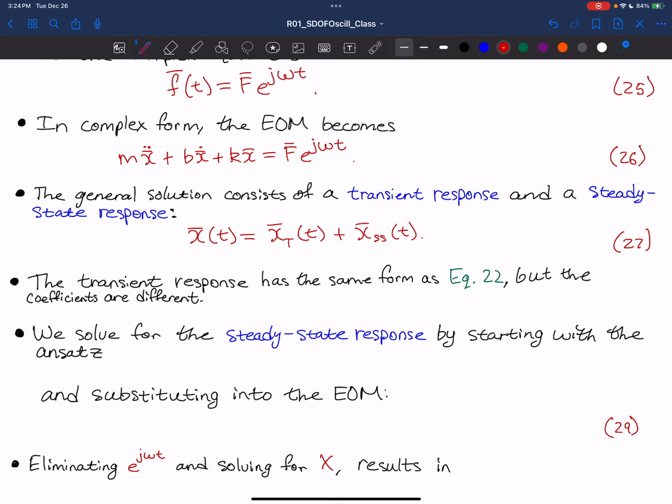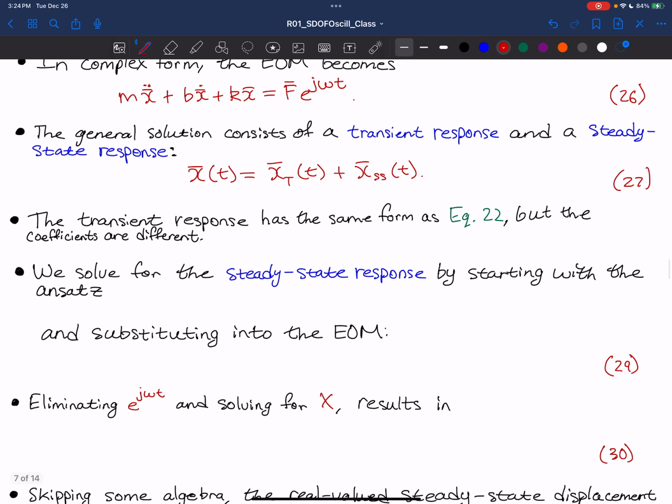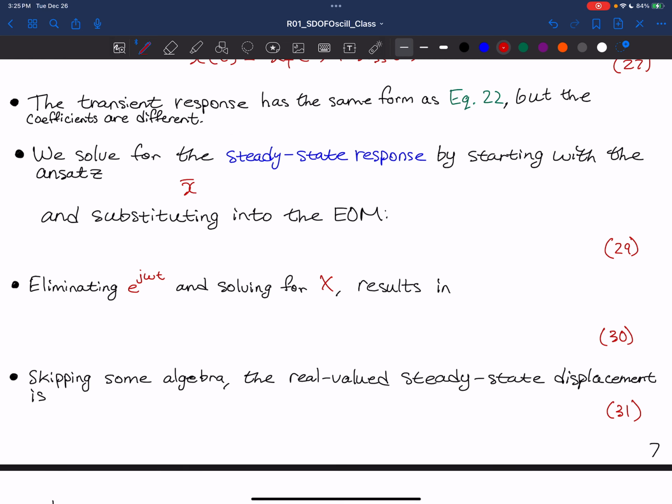So in general, when we're studying forced response, we're typically interested really in the steady state response. We're not interested in the transient response. We're interested in steady state. And so we're just going to go ahead and solve for that steady state by starting off by producing an ansatz, which again is a German word for an educated guess. And our ansatz is going to be that x over bar of t is equal to some amplitude big X over bar times e to the j omega t.